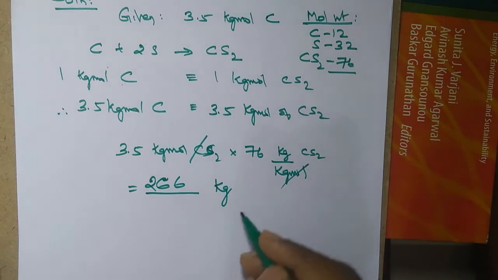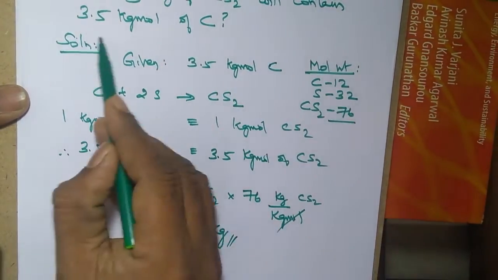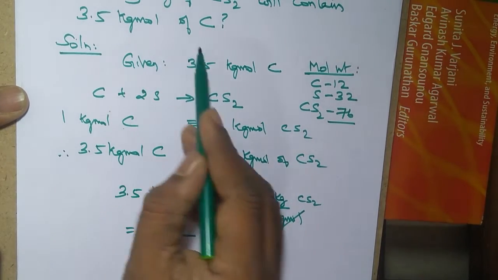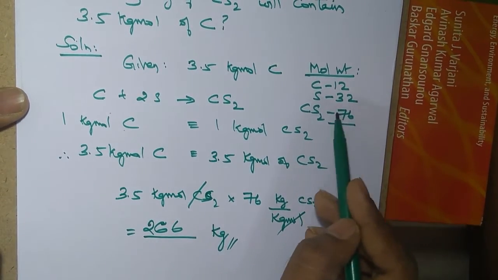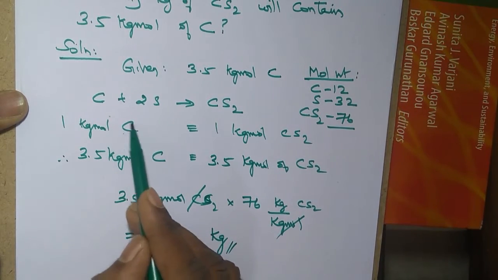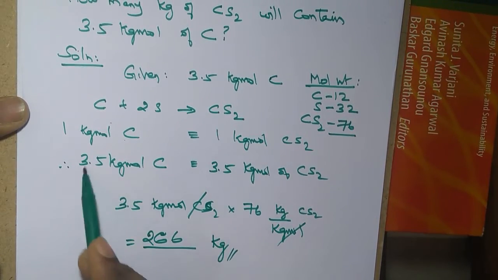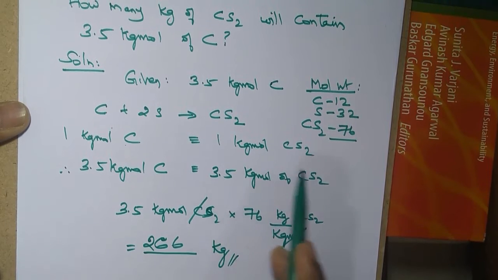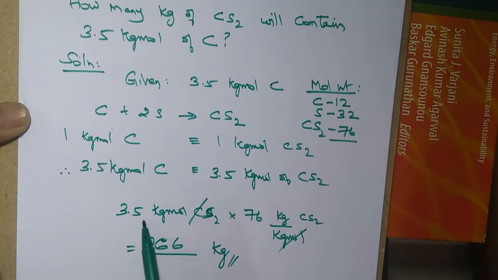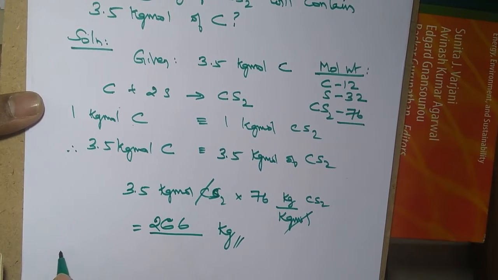So you can write it in a sentence. What was asked? How many kg of CS2 will contain 3.5 kg moles of carbon? We have written the reaction and the mole equivalence: 1 kg mole of carbon will form 1 kg mole of CS2. So 3.5 kilomole of carbon will form 3.5 kilomole of CS2. We first determine the molecular weight to be 76. When we multiply by the molecular weight, we get the final answer, 266 kg.